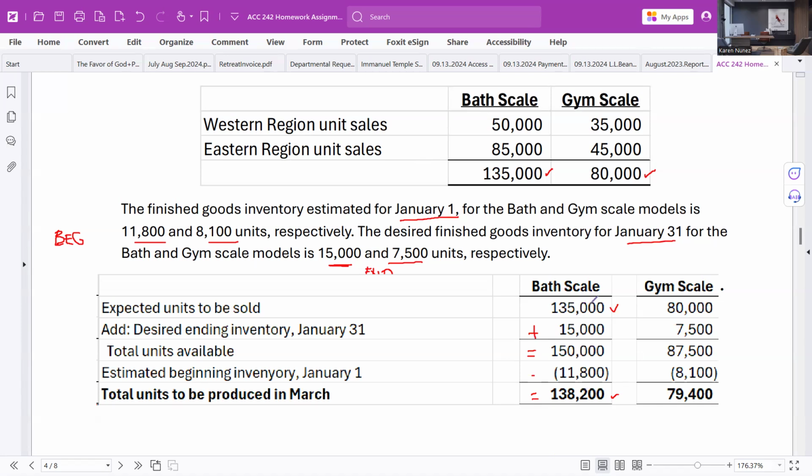So we're actually producing more than we plan to sell. Why are we producing the extra units? Because the inventory is going up. Inventory is going from 11,800 to 15,000. So we've produced enough to cover our sales plus the increase in inventory.